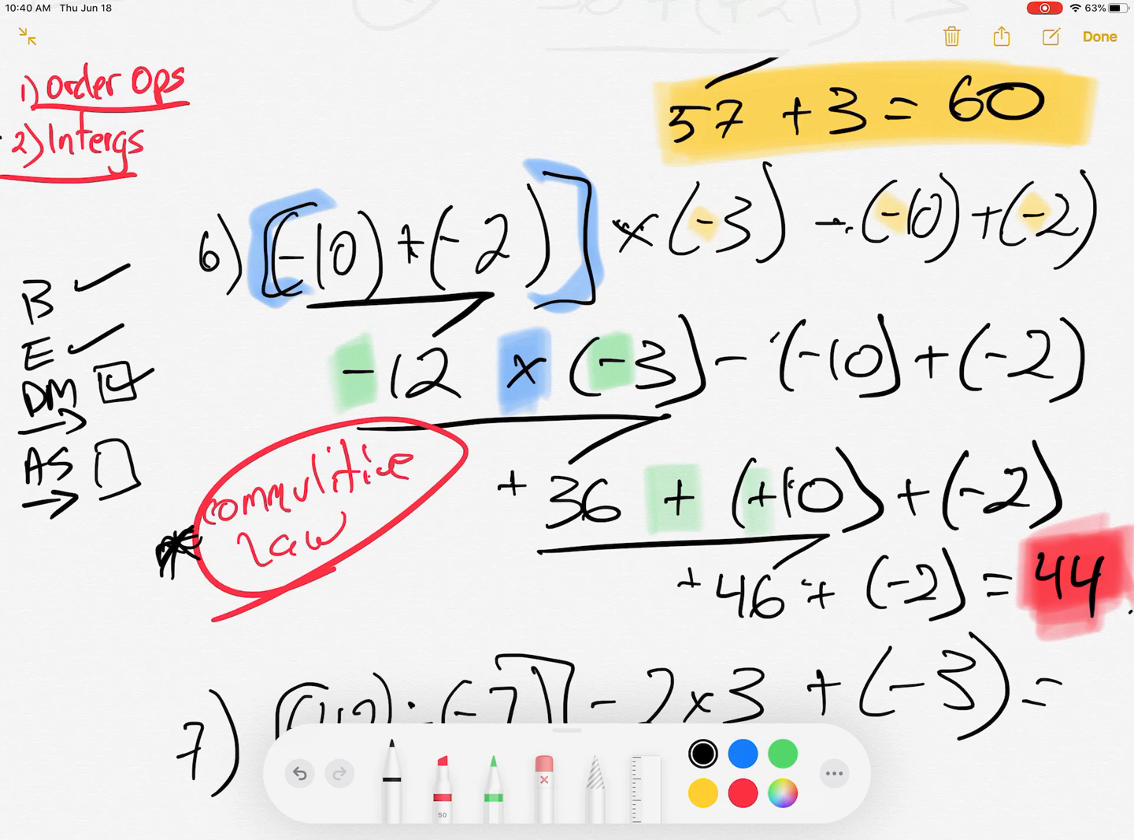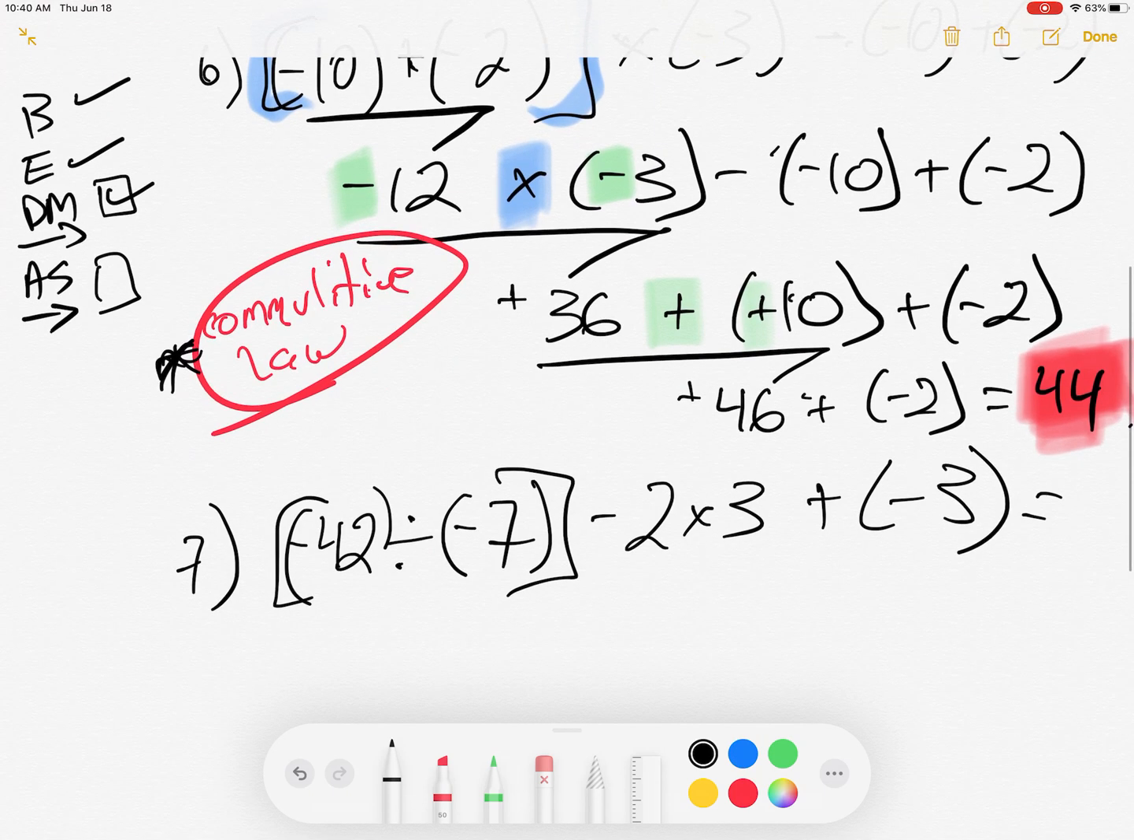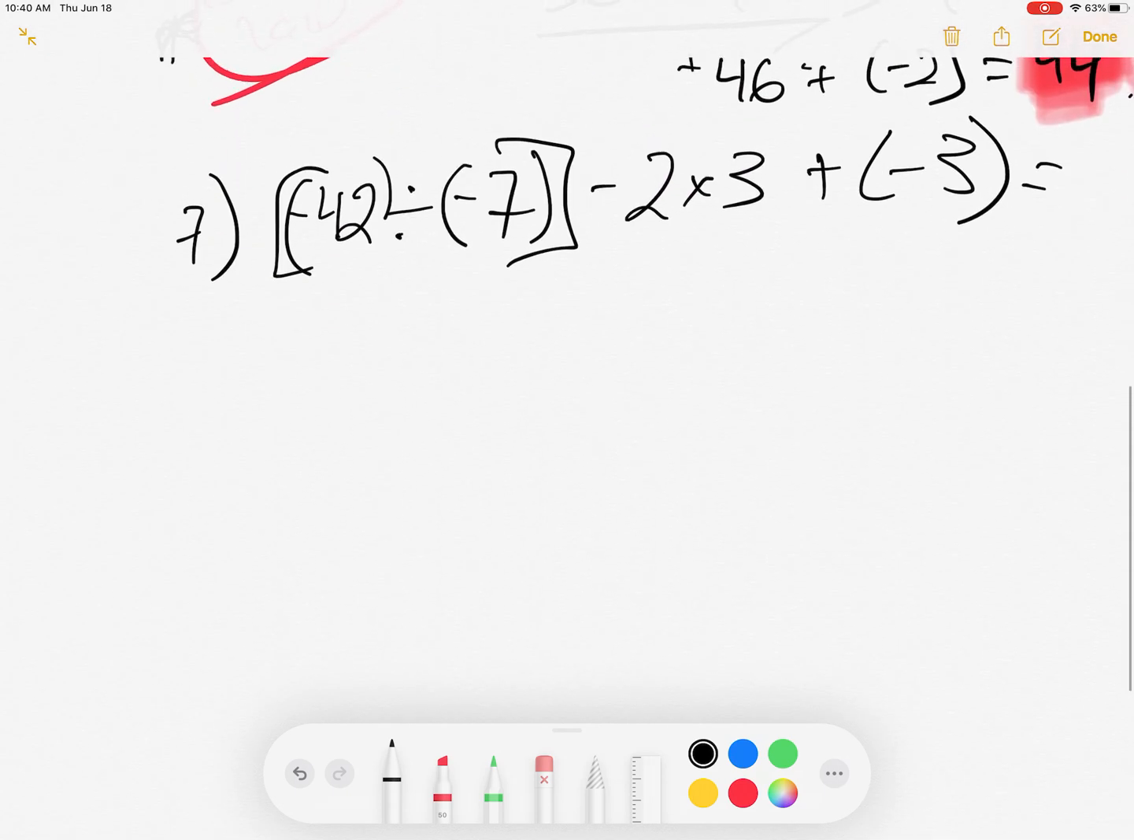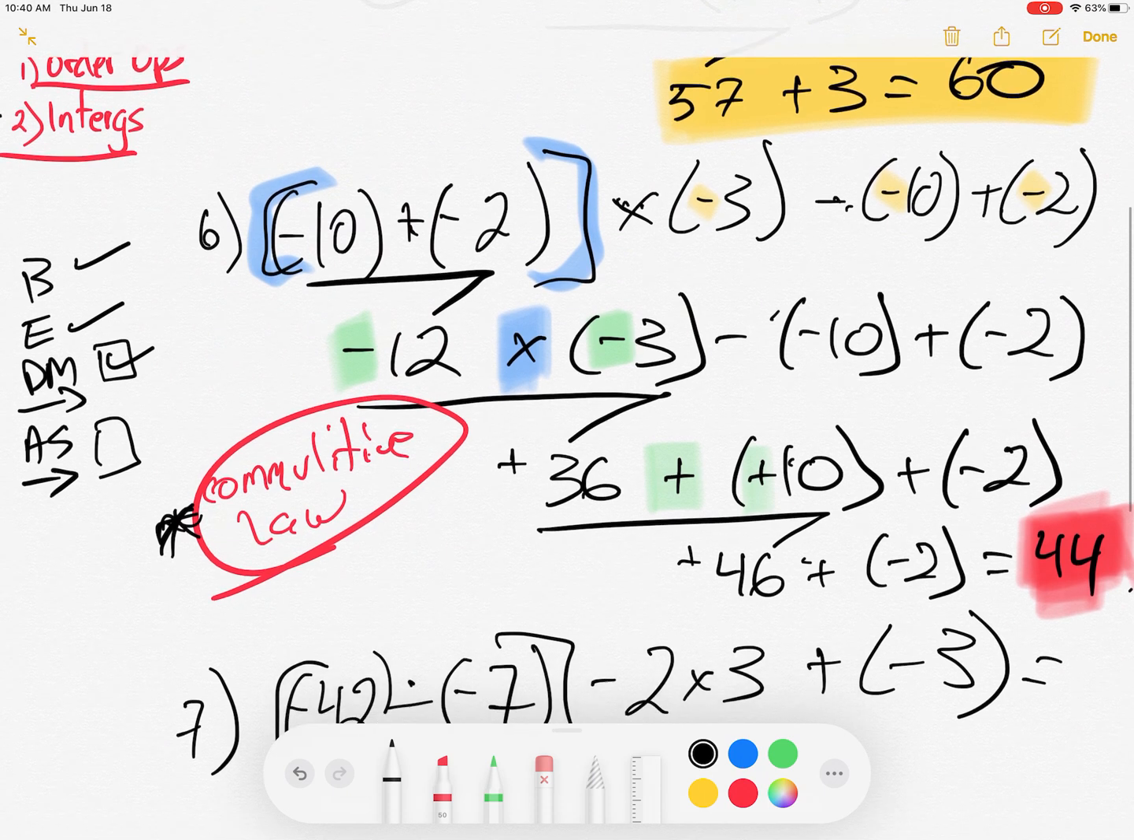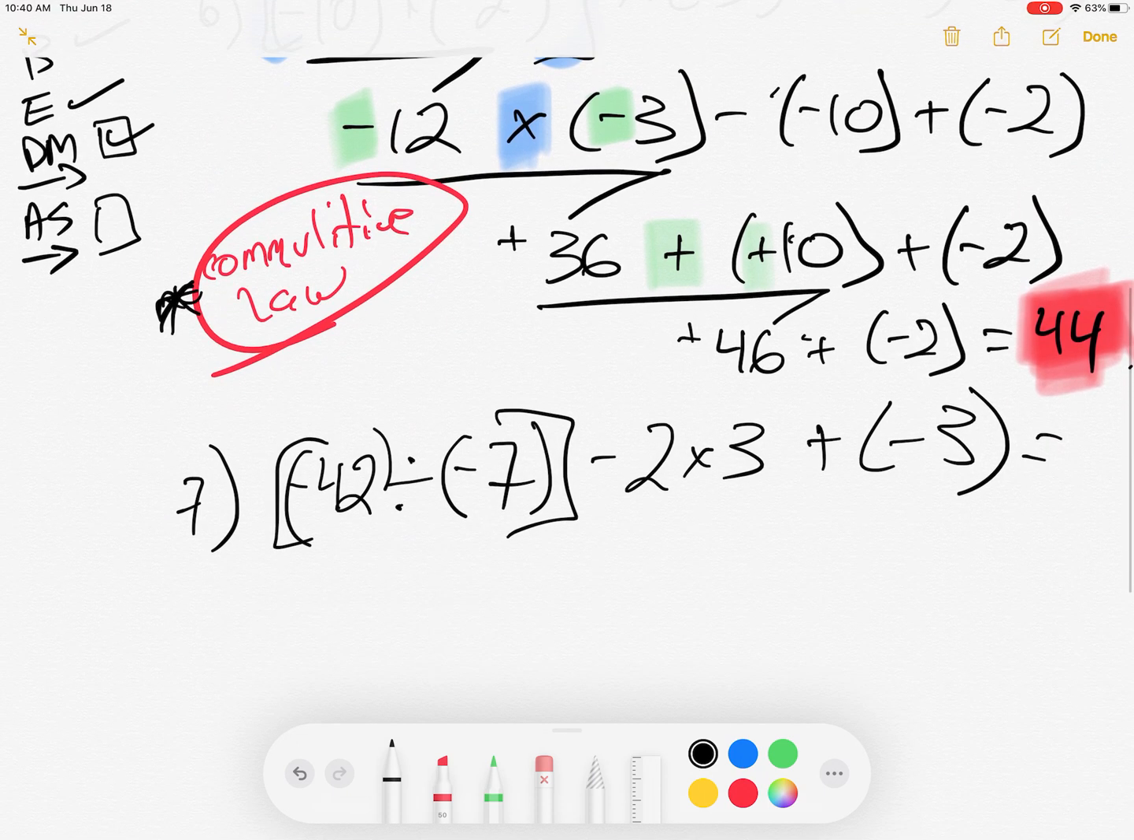All right, so that's number 5 and 6. If you're still struggling, try number 7. Follow it. Brackets, exponents, division, multiplication as they occur from left to right. Addition, subtraction as they occur from left to right. Review your integer laws. That should get you through it.